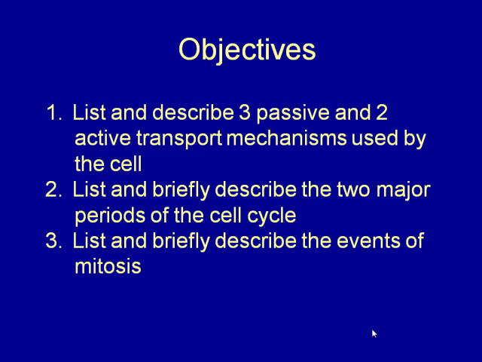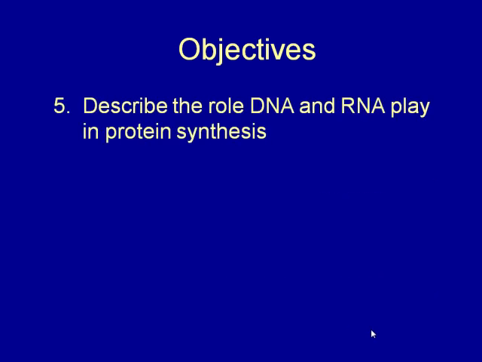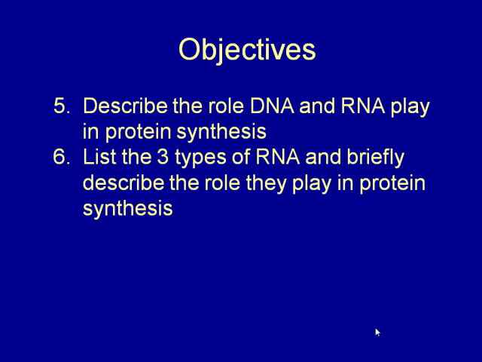List and briefly describe the events of mitosis. List and briefly describe the 2 steps of protein synthesis. Describe the role DNA and RNA play in protein synthesis. And list the 3 types of RNA and briefly describe the role they play in protein synthesis.